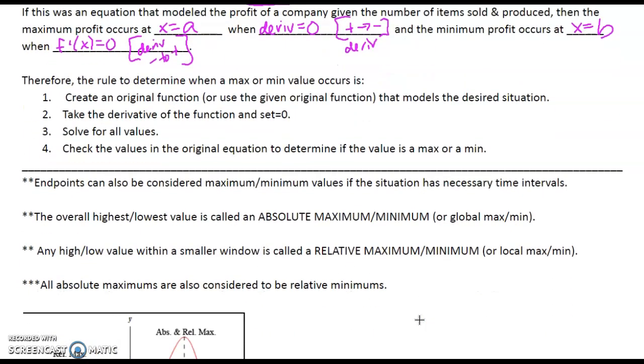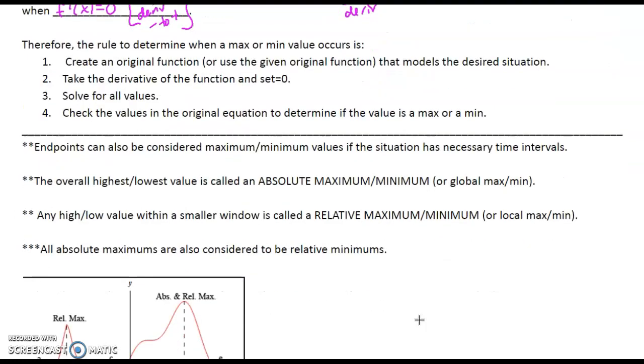So in order to find where a max or a min might occur, you've got these 4 steps. You need to either use the original function or create one because they might vary it slightly. Take the derivative, solve for all the values, and then check values in the original equation to figure out if it was a max or a min. Typically, when you solve, you only get one answer, so it's going to be pretty obvious, okay? Now, because we're doing applications, there are time intervals that might be a restraint. Usually 0 is a common restraint, and they might not always specify that. So if you have endpoints or if it's on an interval, you want to use those as well.